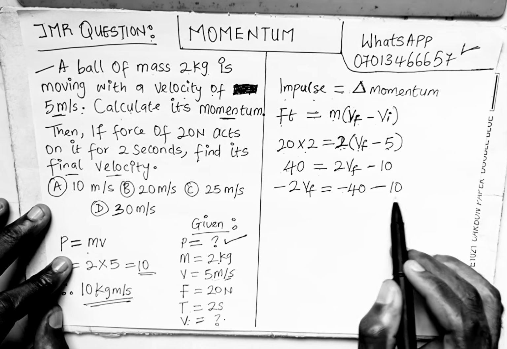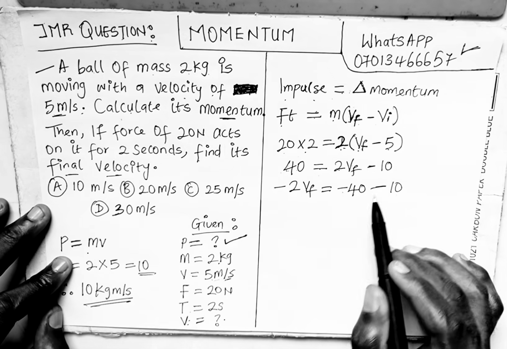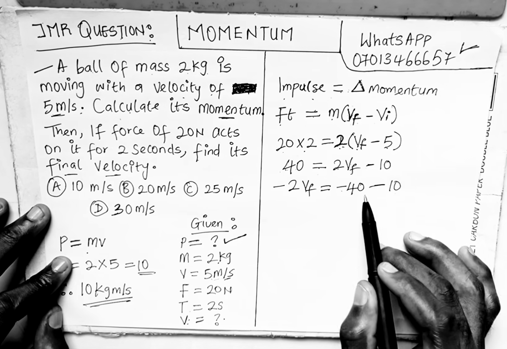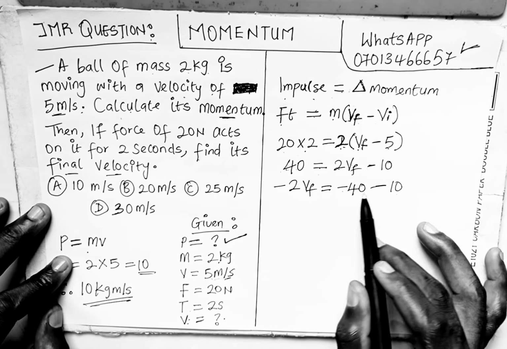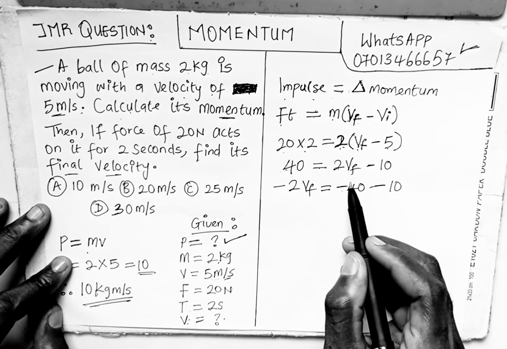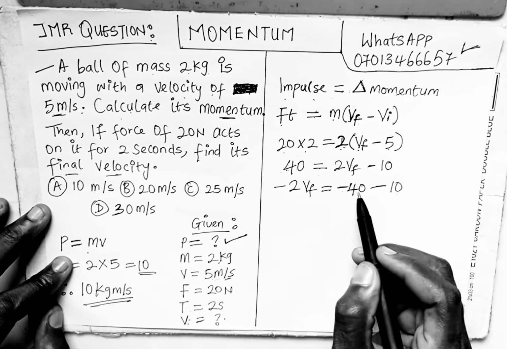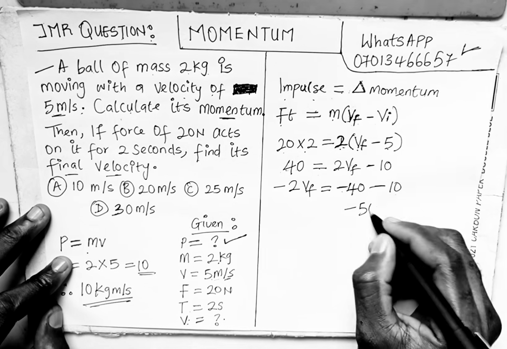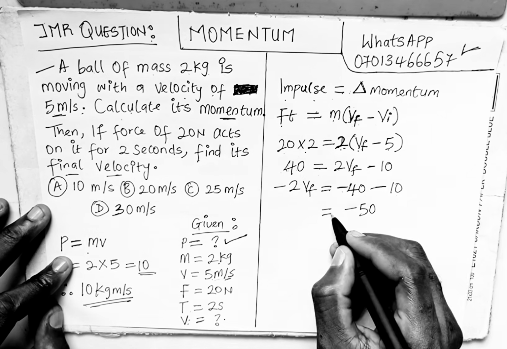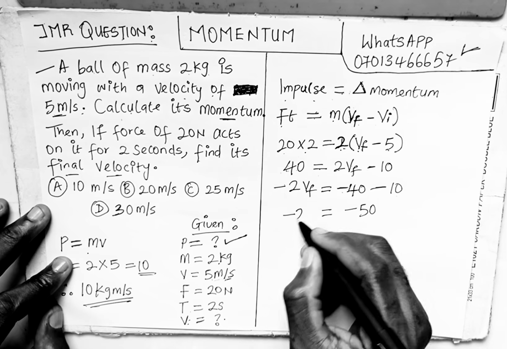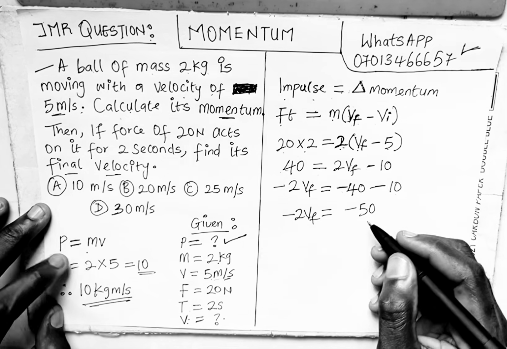So minus 40 minus 10 will give us what? Plus times plus is plus, minus times minus... so minus 40 minus 10 will give us minus. The answer will carry the sign of the bigger one. It will now give us minus 50. Now put it minus 50. We put our equal to, bring our equal to down. What do we have here? Minus 2VF.